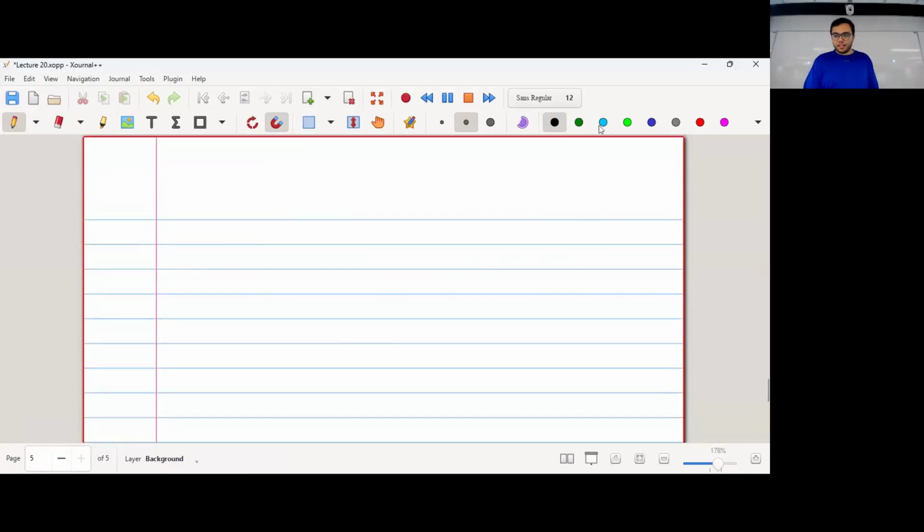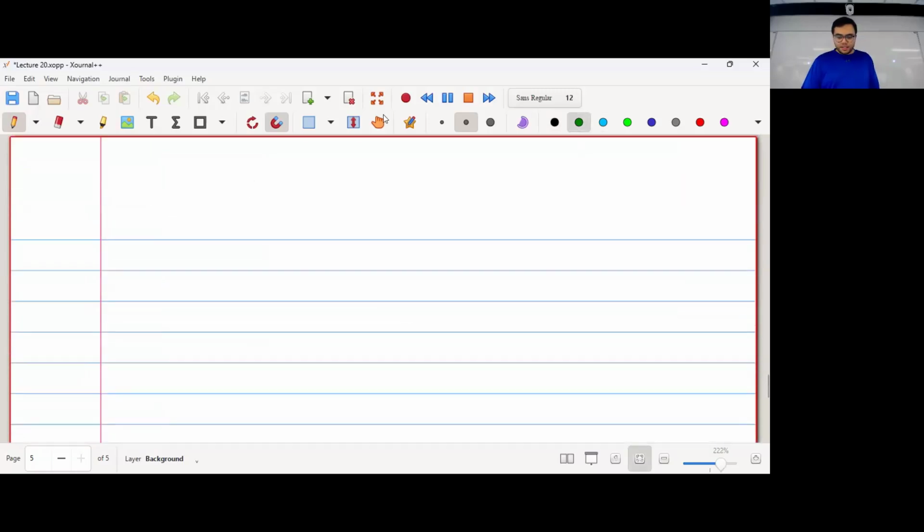So let's prove some theorems. This is my first theorem. I want to say that in every graph G, the chromatic number of G is greater than or equal to the size of the largest clique.